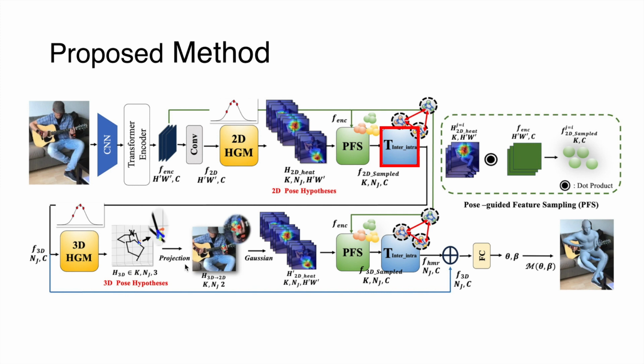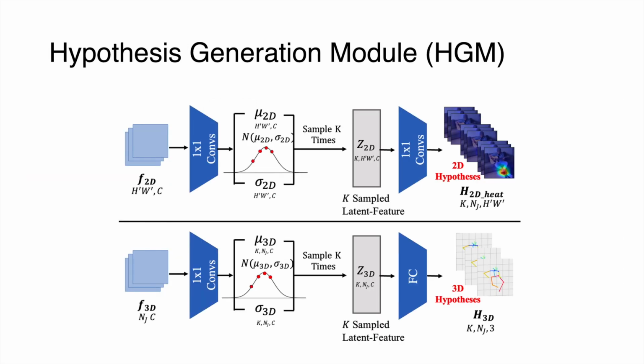In the second half of the figure, the framework transitions to the 3D pose generation stage. 3D HGM produces 3D pose hypotheses, which are then projected back to the 2D coordinates to do the pose-guided feature sampling with the extracted image features. Then, it will further go into an inter-intra-joint hypothesis transformer to derive our final feature embedding. Finally, the feature is flattened and fed into linear layers to predict the SMPL pose and shape parameters.